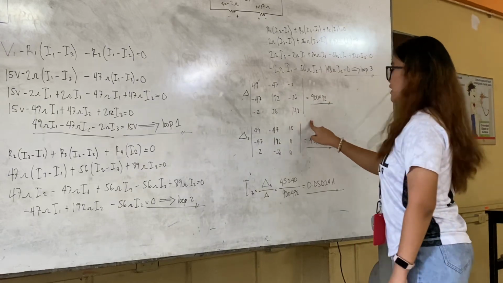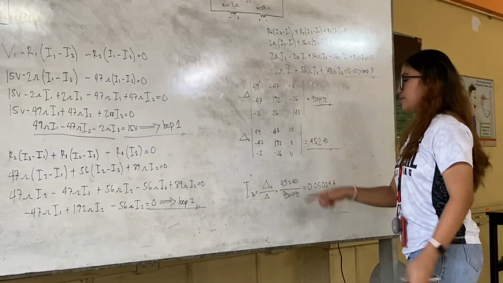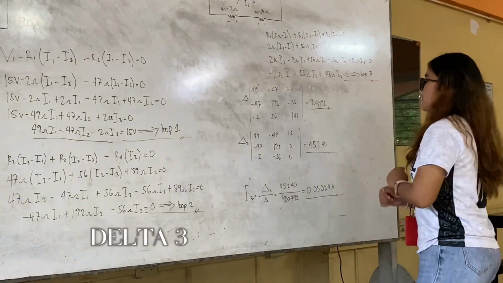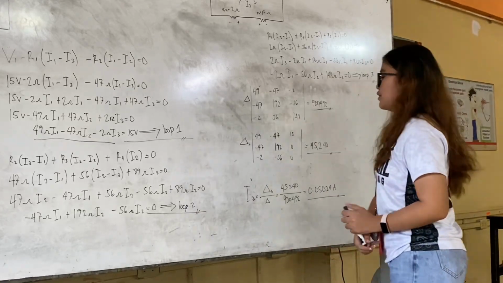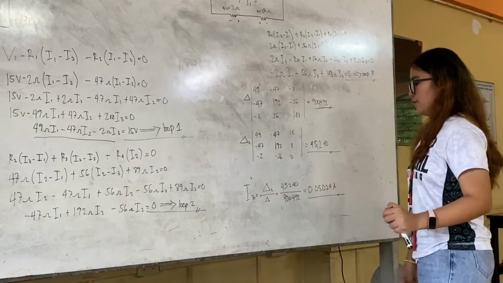And to get the delta 3, we're going to replace the third column, with negative 56 and 148 in the rows. And that would be equal to 47,240. So, to solve for I3, we're going to use I3 equals delta 3 over delta.